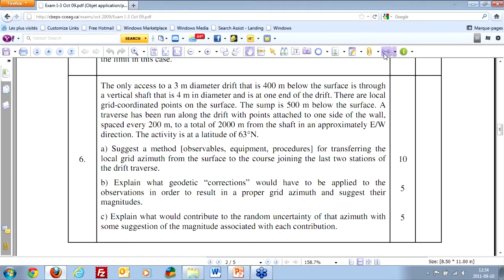Well, at 400 meters and with the sump, the likely approach would be to use a pair of plumb lines and try to have them as far apart as possible. And we usually say if it's a particular diameter of shaft, then we would go within a certain amount within it.